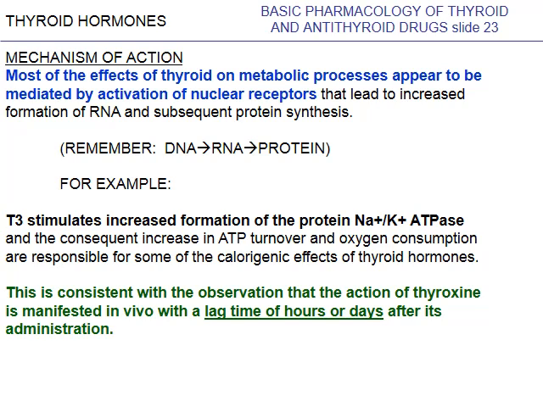nuclear receptors. And as those receptors become active and they drive gene transcription, we see the formation ultimately of protein. There are many downstream proteins which can be upregulated by thyroid hormone. One example would be the increased formation of the sodium potassium ATPase, which leads to an increase in ATP turnover and oxygen consumption, and may be responsible for the calorigenic effect of thyroid hormone. This is also consistent with the observation that the action of thyroxine takes several hours or days to work after it's been administered.